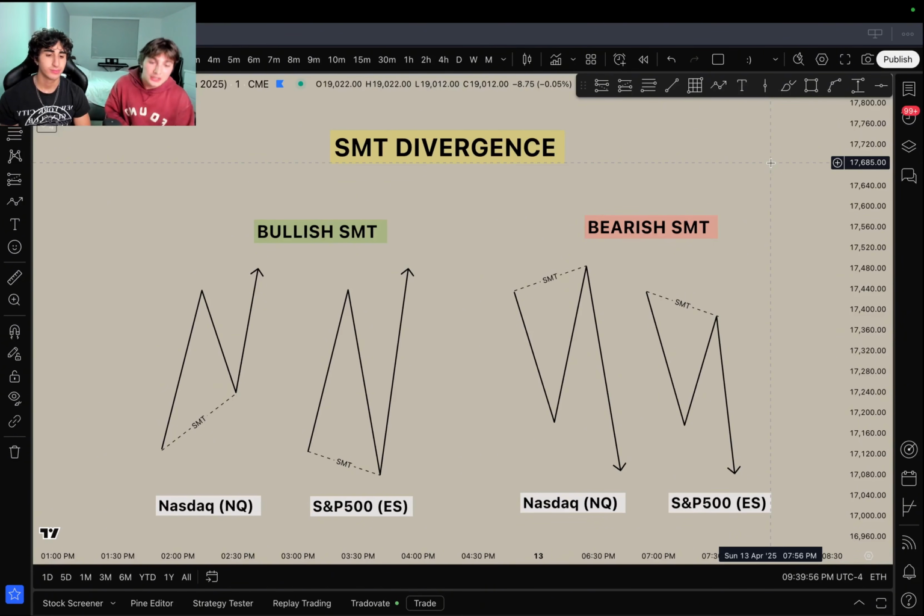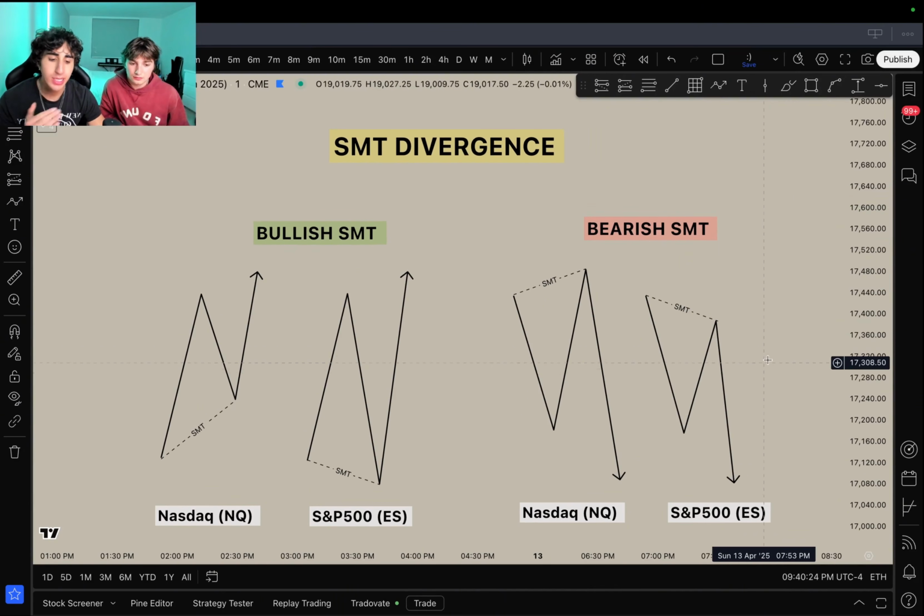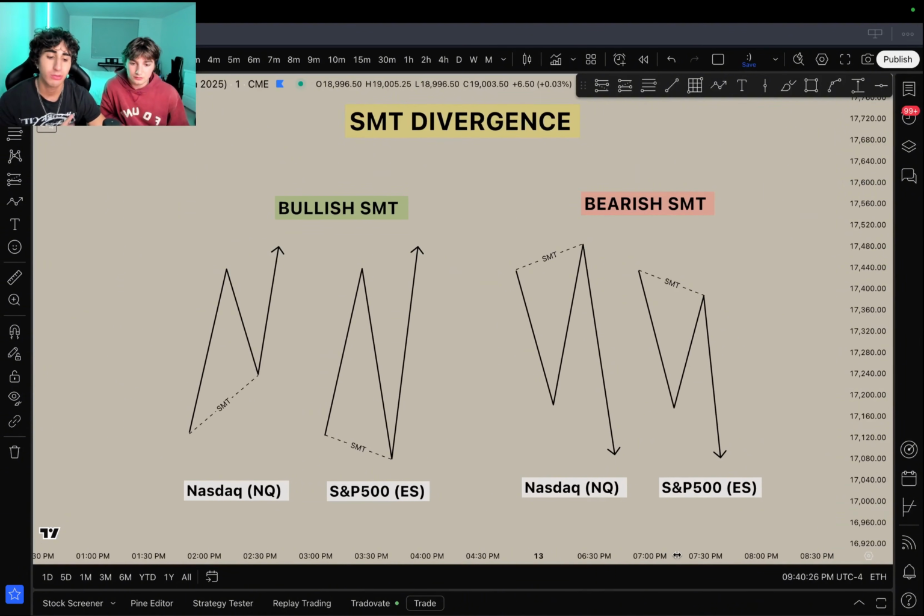But yeah, we're going to get into SMT divergences today. We're going to be talking with mainly 2 assets, that being NASDAQ futures NQ, and then the S&P 500 futures ES. These are the 2 main assets we use to determine SMTs. There are others that you can use like YM, but to be honest, we just stick to these 2. It's really all you need. So yeah, we'll get into this and explain what an SMT is. So an SMT is going to be an indication in reversal in price.